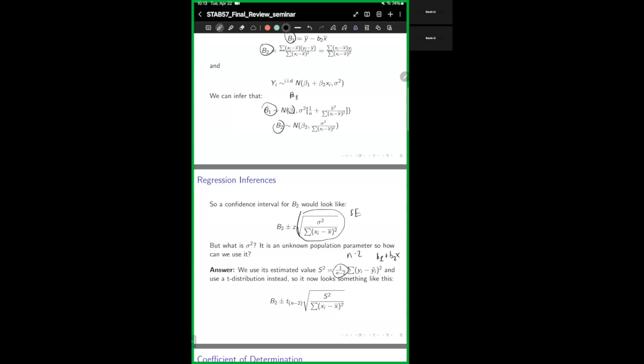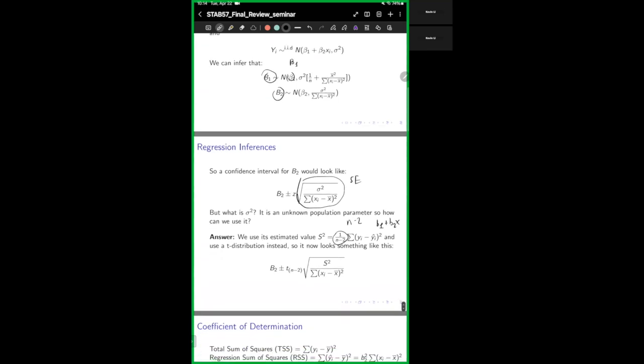So instead, we have a sample variance. In this case, we use a t distribution instead. So now it will look something like this. B2 is distributed centered around its expected value, beta 2, and then we have plus or minus t with n minus 2 degrees of freedom times the square root of s squared over the sum of squares of x.